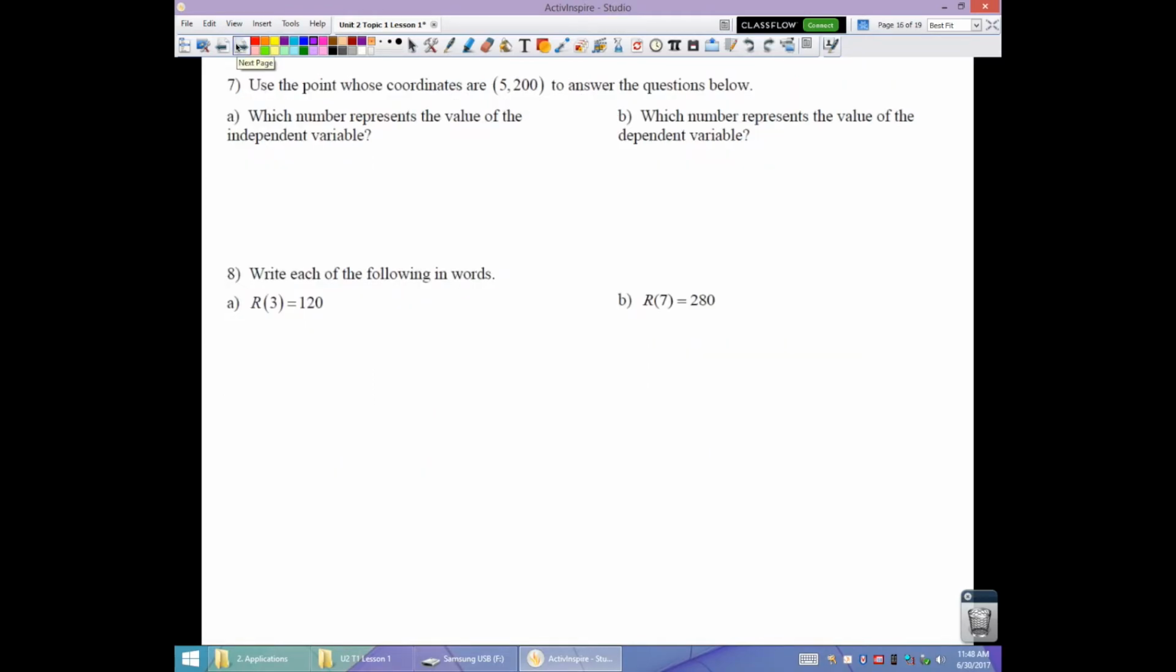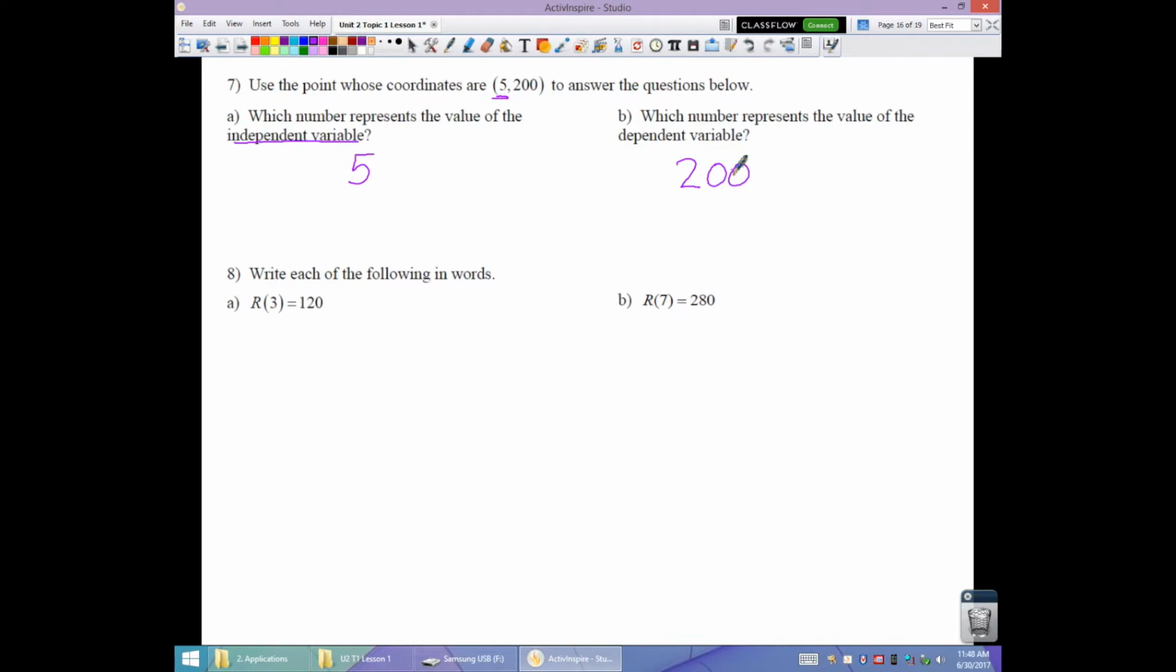All right, number 7, use the point whose coordinates are (5, 200) to answer the questions below. Which number represents the value of the independent variable? Well, the independent variable is the one that's in control. It's the X value. It's, in this case, the swimsuits. So that's the 5. And which number represents the dependent variable? Well, the revenue resulting from those swimsuit sales is the dependent variable, the Y value, so that's the $200.